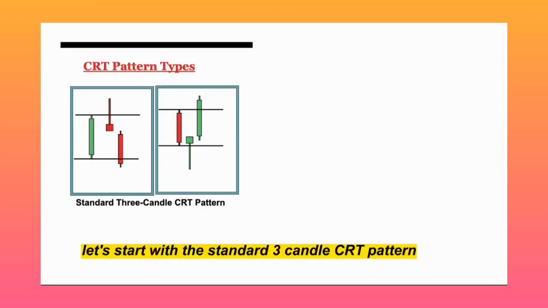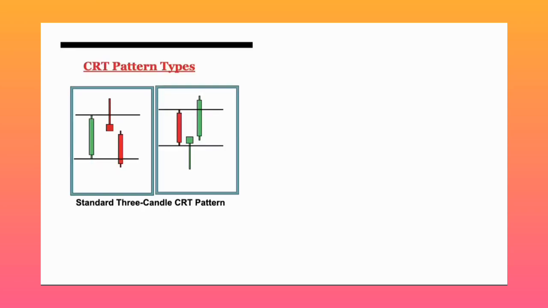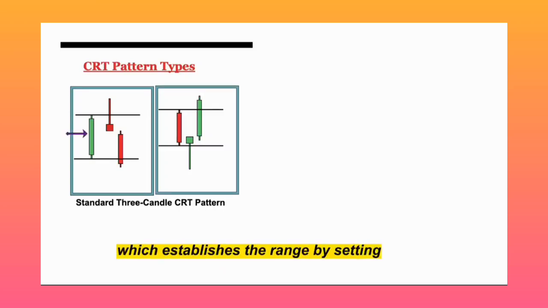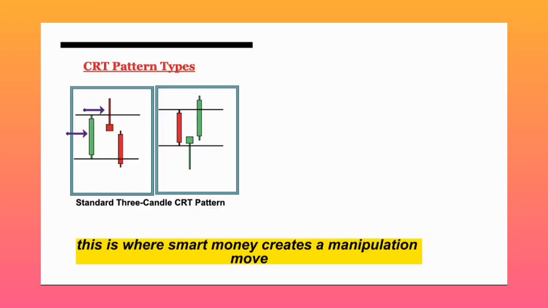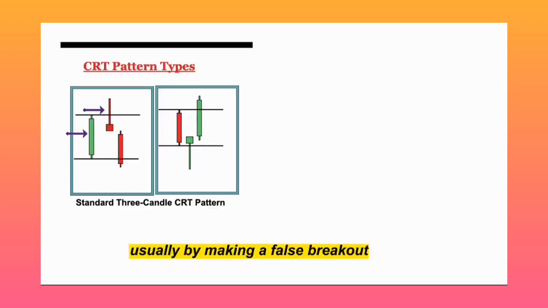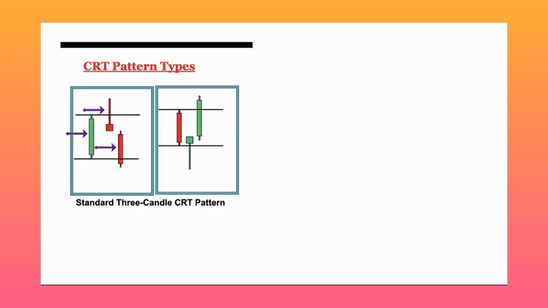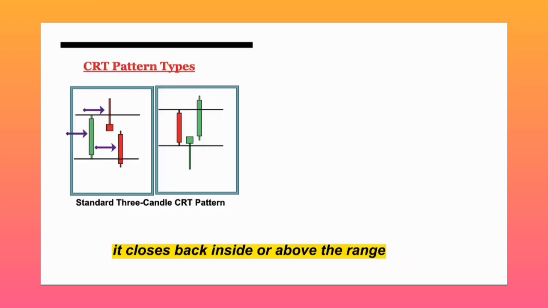Let's start with the standard 3-candle CRT pattern. This is one of the most important setups you'll need to recognize when using candle range theory. First, you'll notice the first candle, which establishes the range by setting the high and low of the market for that time frame. Next comes the second candle. This is where smart money creates a manipulation move, usually by making a false breakout or breakdown to trap retail traders. Then, the third candle gives you the confirmation. It closes back inside or above the range, signaling the start of the reversal.